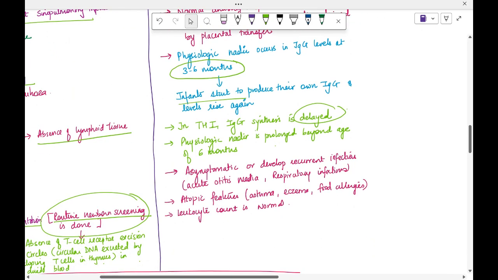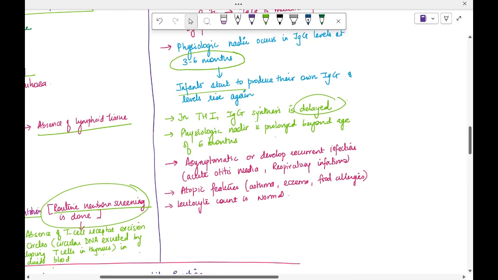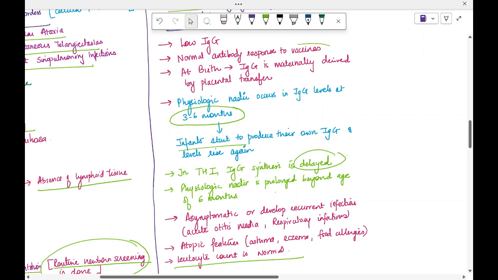So the patient might be asymptomatic or might develop recurrent infections like acute otitis media and respiratory infections, and he can have atopic features like asthma, eczema, food allergies. But the leukocyte count is normal because this is not a problem of T cell or B cell, it is just IgG production that is delayed, so the leukocyte count is normal. But the response to vaccines is normal. This is where we differentiate it from the isolated B cell disorders like Bruton agammaglobulinemia.